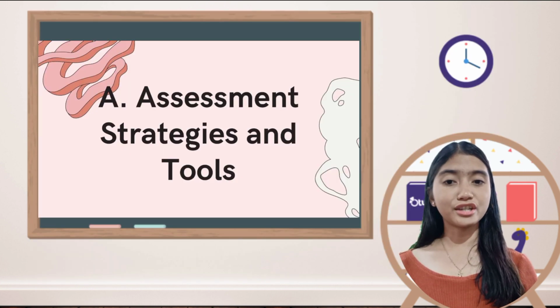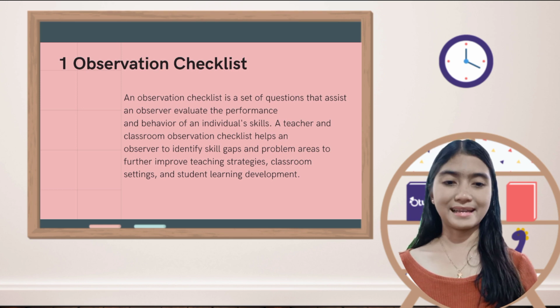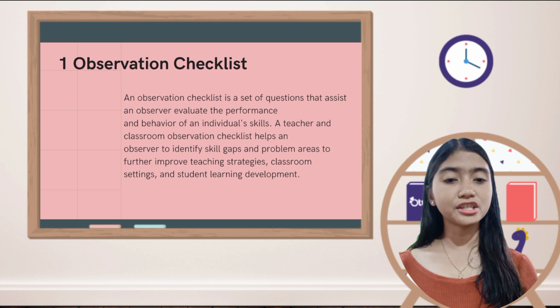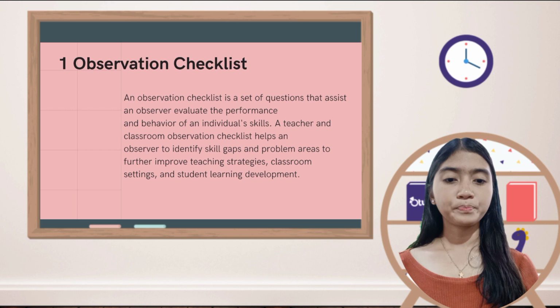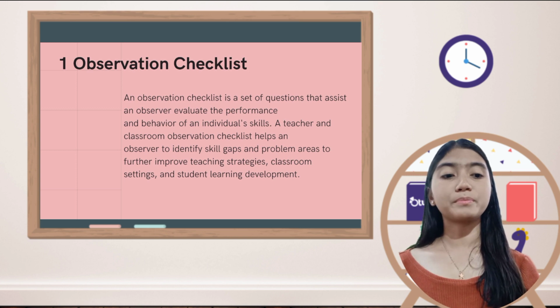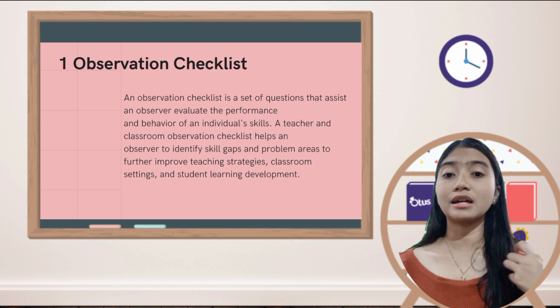Assessment Strategies and Tools: Observation Checklist or OCL. An observation checklist is a list of things that an observer is going to look at when observing a class. This list may have been prepared by the observer or the teacher, or both.